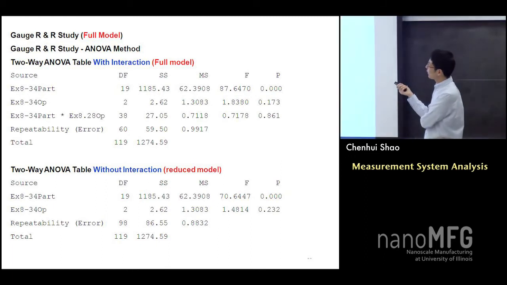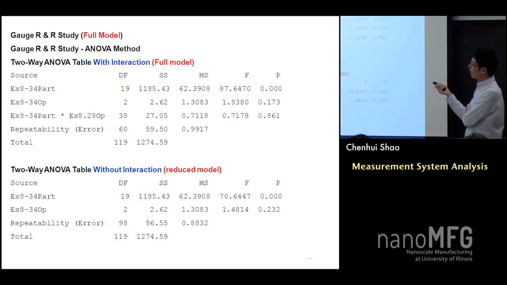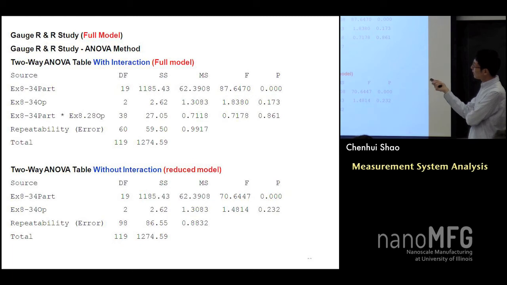For the full model, our ANOVA method, we have our ANOVA table given like this. If you look at this column, it is the source: part, operator, interaction, and the repeatability with the measurement error, which corresponds to the MSE term. The degree of freedom for part is 19, which is 20 minus 1, since we have 20 parts. For operator, we have 3 operators, so 2 as a degree of freedom.